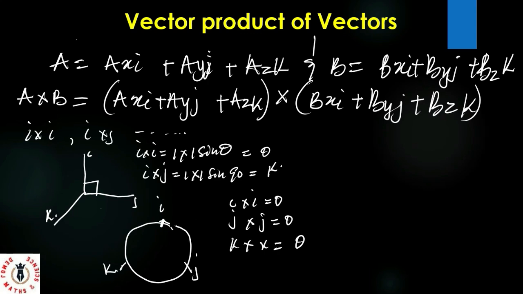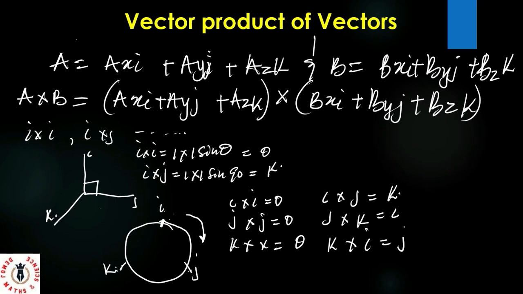Now, when I'm multiplying i times j, I'll be moving in the direction of the clock, so it's going to be positive. So i times j will be the same thing as k. It's moving in the direction of k, and it's going to be positive. Now multiplying j times k, I'm moving towards i, that will be equal to i. And when I'm multiplying k times i, still in the same direction, k times i will be the same thing as j.